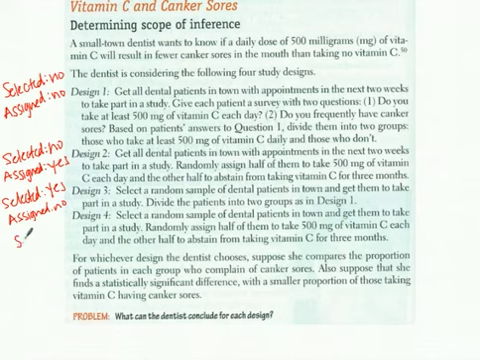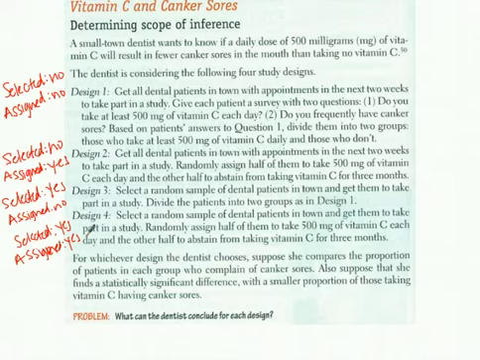In Design 4, these people were randomly selected and then they were randomly assigned. And so because they were randomly selected and randomly assigned, we can actually make a conclusion about the population and about cause and effect.